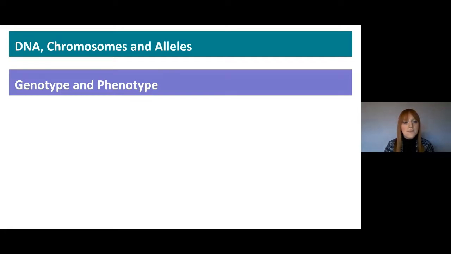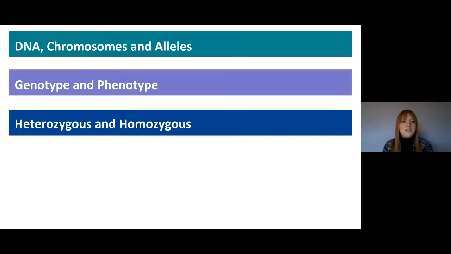So genotype and phenotype are 2 important keywords that they use in the GCSE question. So we need to know what they are. Heterozygous and homozygous are 2 other important words that we need to get across today, and they use these quite a lot in the GCSE questions. So although you may not be asked to define these words, it is important to know what they are and how that relates to the question. And we're going to look at some questions today where we use those words.